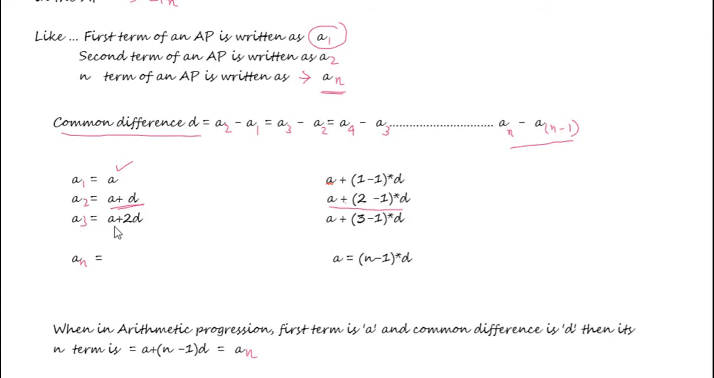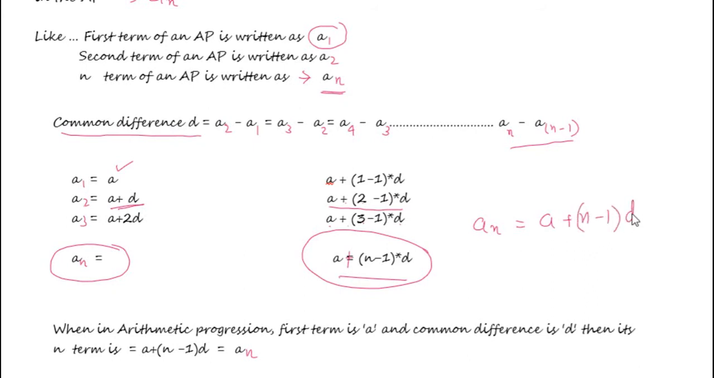A3, the third term, is A plus 2D, which you can write as A plus (3 minus 1) into D, where 3 is the position of the term. In a similar way, AN, the nth term, can be written as A plus (n minus 1) into D. So in any arithmetic progression, the nth term AN equals A plus (n minus 1) into D. This is how you calculate a specific term in an arithmetic progression.